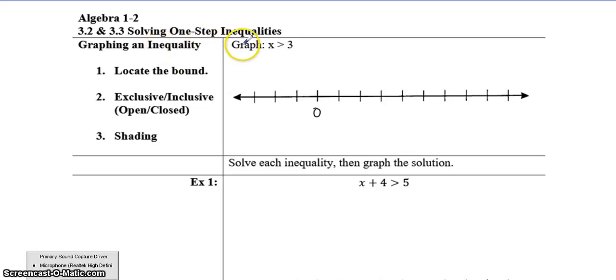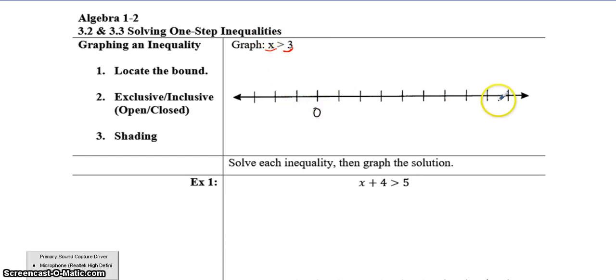Okay, going to graph an inequality. Pretty basic and pretty straightforward. First of all, we locate the bound. What do we mean by the bound? The bound is what x, or your variable, is compared to. In this case, x is compared to 3.